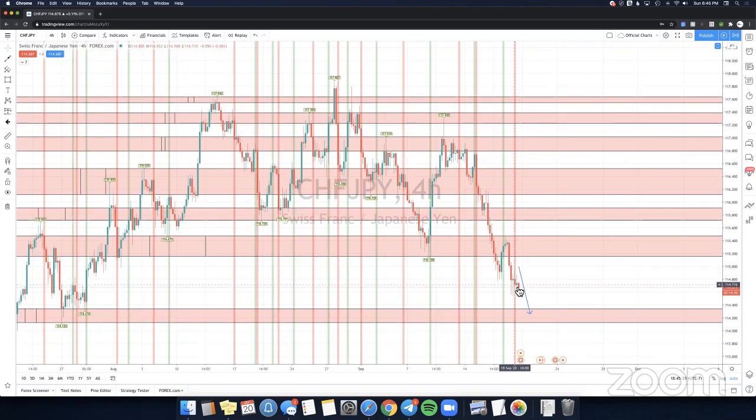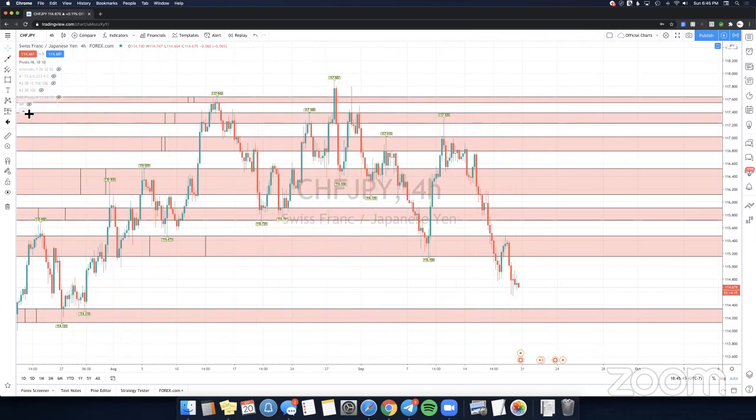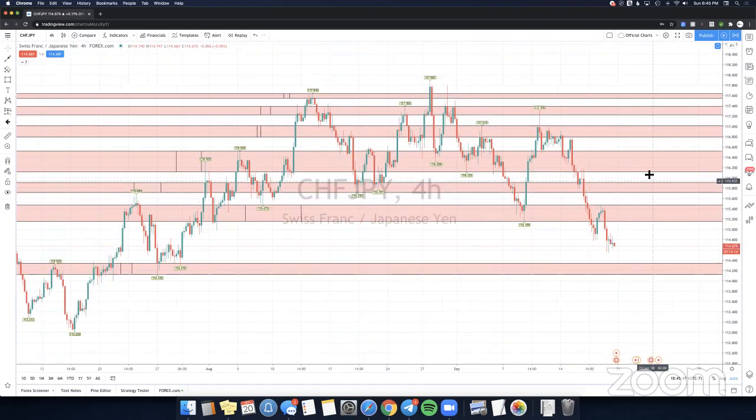I didn't call this because the signal came up on Friday when the market was closing at 10 a.m. So this could be a continuation of last week's move, or it can be a rejection back up because we're in a brand new week. So it's just a little risky right now. Let's hide that. So that's CHF JPY. Let's move on to the next one.